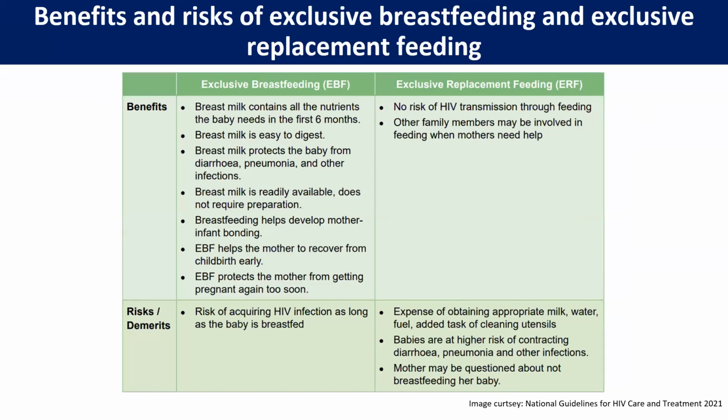On the flip side, in exclusive replacement feeding, there is no risk of HIV transmission through feeding, and other family members may be involved in feeding when the mother needs help. So the mother will get adequate rest during that time. But the risk with exclusive replacement feeding is the expense or cost attached to the alternate feeding source, water, fuel, and the additional task of cleaning. Babies are at risk of contracting diarrhea, pneumonia, malnutrition, and other childhood illnesses. And the mother may be questioned if there is no proper family support. It will be difficult to practice exclusive replacement feeding.